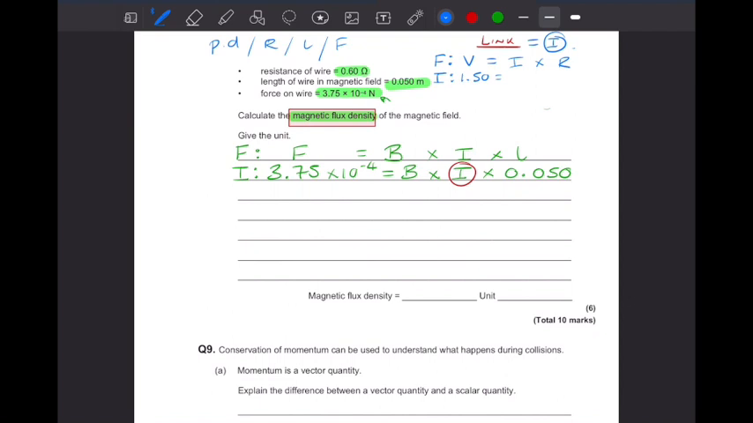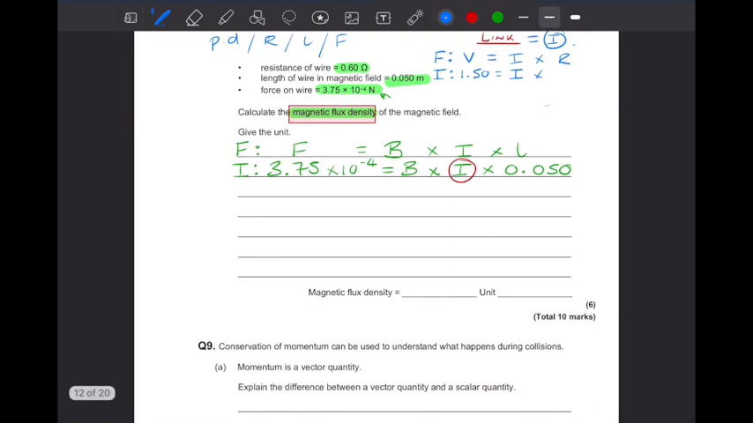1.50 is equal to the current, which I don't know but I am trying to find, times by my resistance, which I do know, which is 0.60. So I can solve this for I because I've got all of the other values. So that's what I'm going to do. I'm going to have to fine tune it in order to make I the subject.